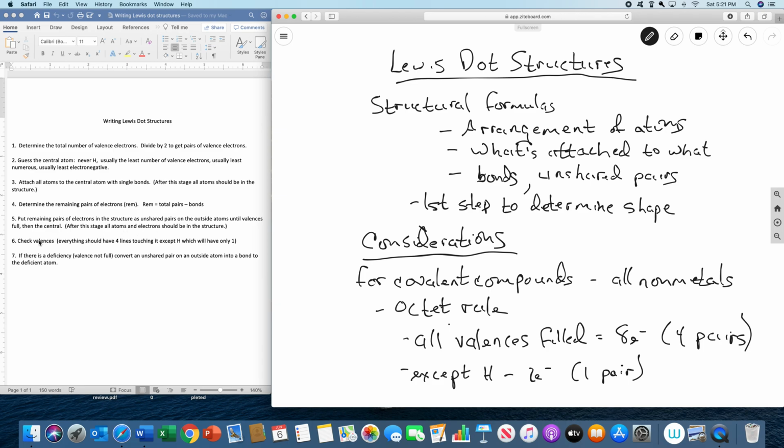Then we check the valences. Everything should have 4 lines touching it except hydrogen, which will have only 1. That means it shouldn't have 5 lines either. And then if there's a deficiency, something's not filled, we're going to convert an unshared pair on an outside atom into a bond to the deficient atom. All right, I hope you're sufficiently confused. Now I'm going to go through some examples. Let me just clear this off.